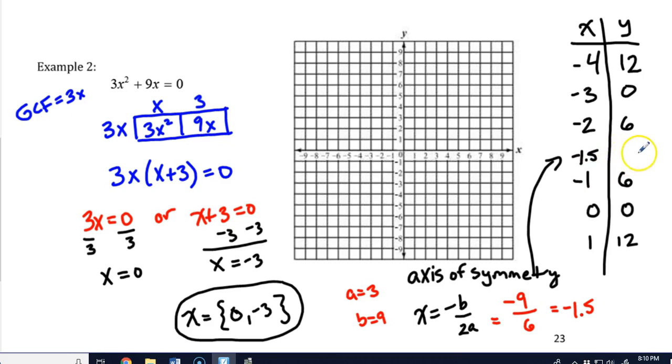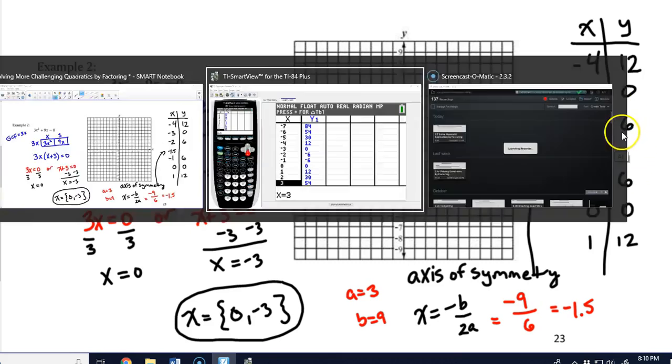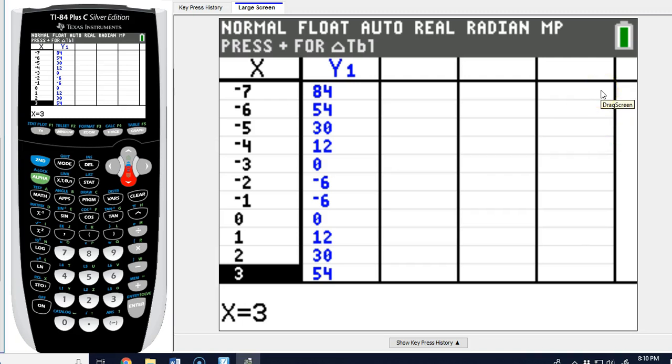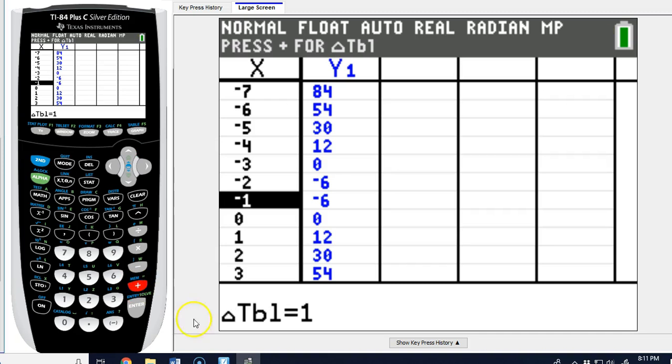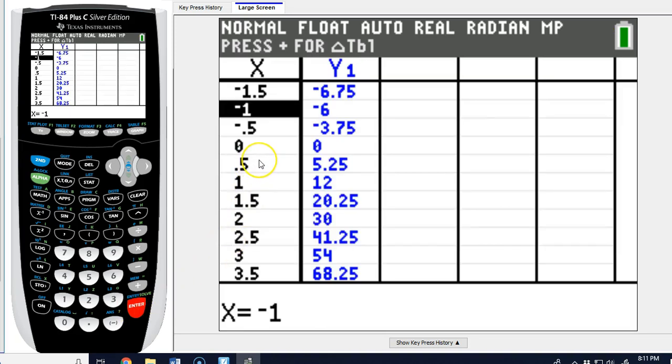Now the only question is, well, what's the y that goes with us? I can't tell just by looking at those 6's. So back over here, here's a handy little trick. All I need to do is be on negative 1, and I'm going to hit the plus key here. Okay. And what that does is it changes my table. This delta in Greek means change. So that's saying, what do you want your table to change by? And I want it to go by 0.5. Now everything's going by 0.5s.